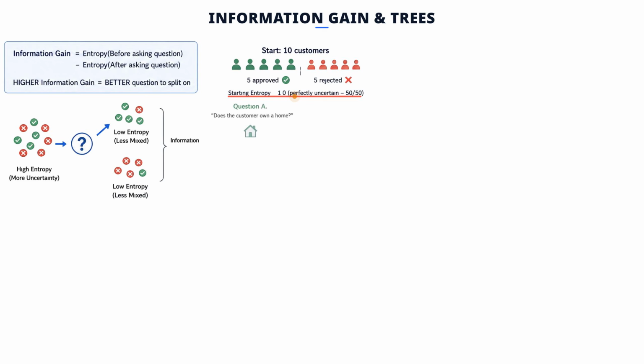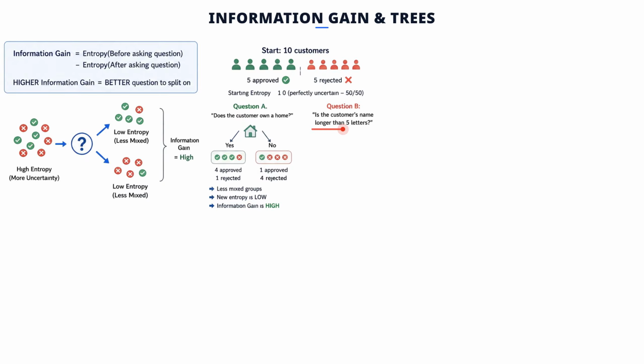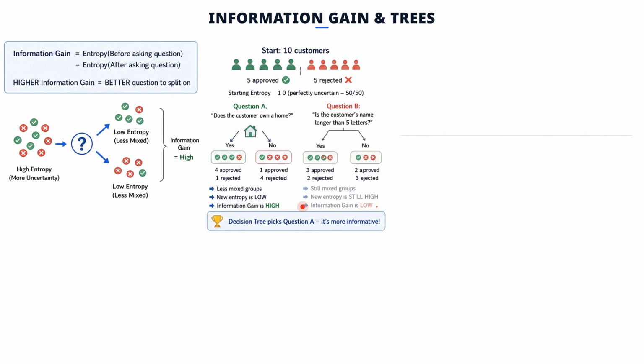If we ask question A, does the customer own a home? Look at what happens. The data splits into two groups that are mostly approved or mostly rejected. Because these new groups are less mixed, the resulting entropy is low, meaning our information gain is high. On the other hand, what if we ask question B about the length of the customer's name? Well, the resulting groups remain just as mixed as before. The entropy stays high and our information gain is low. Given this math, the decision tree will naturally choose question A because it actually helps us make a decision.